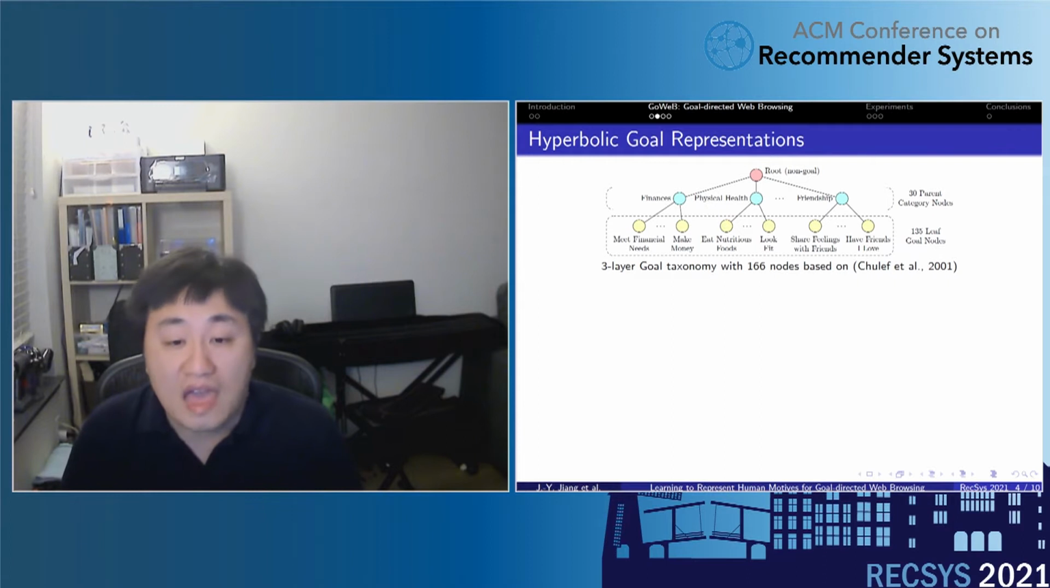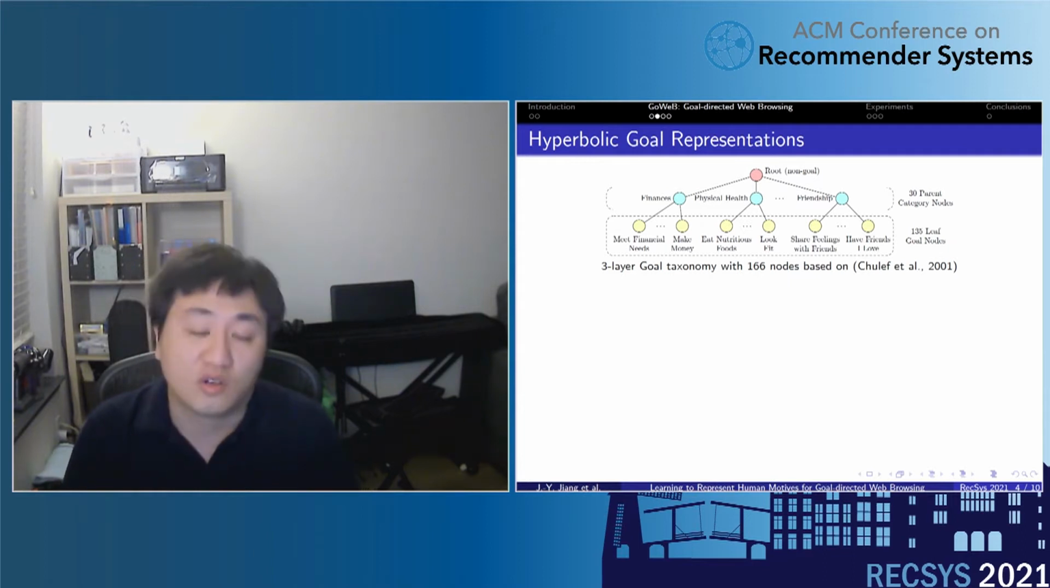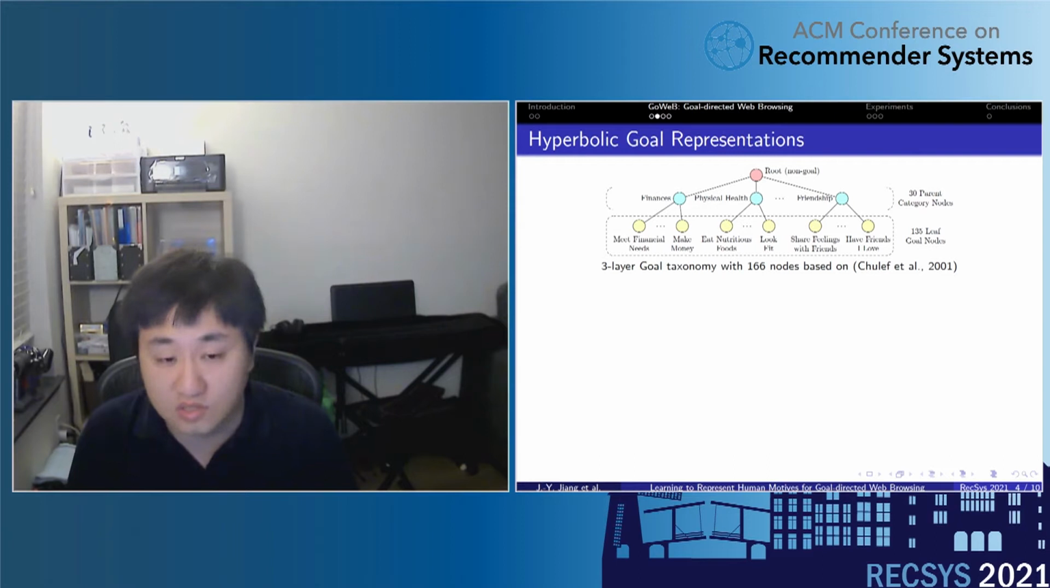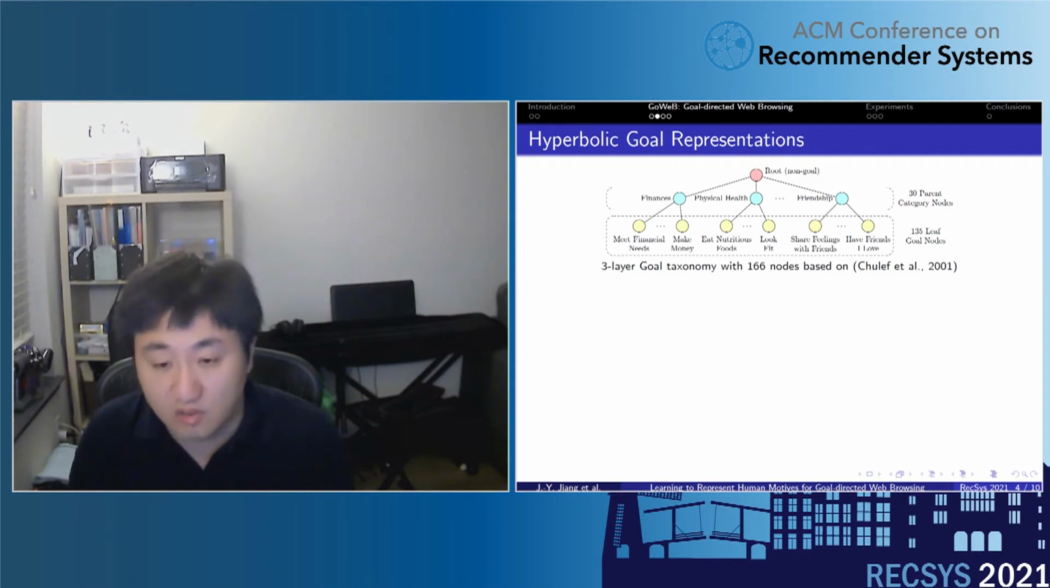Here is an example of the goal taxonomy used in our paper. We have 135 leaf goal nodes, which are more specific goals, and 30 parent category nodes, which are more general goals that cover some of the specific goals. To combine all of the goals together, we have the final hierarchy. Then we also add a root node with a non-goal to represent the most general topic.